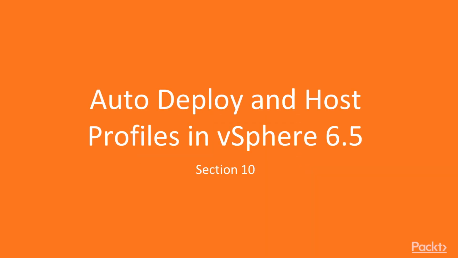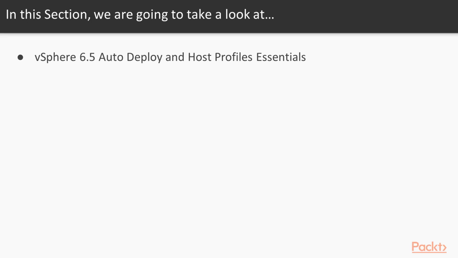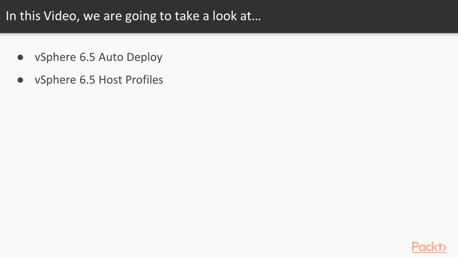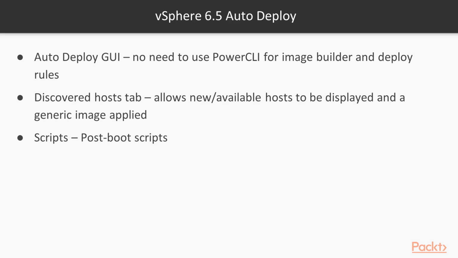In the previous section, we looked at vSphere 6.5 deployment, how to upgrade to that version of vSphere. In this, we are going to look at auto-deploying and host profile enhancements in vSphere 6.5. So we're going to look at the essential aspects of the vSphere 6.5 auto-deploy and the vSphere 6.5 host profile enhancements. In this video, we are going to take a look at vSphere 6.5 auto-deploy enhancements and vSphere 6.5 host profile enhancements. We'll begin with vSphere 6.5 auto-deploy.